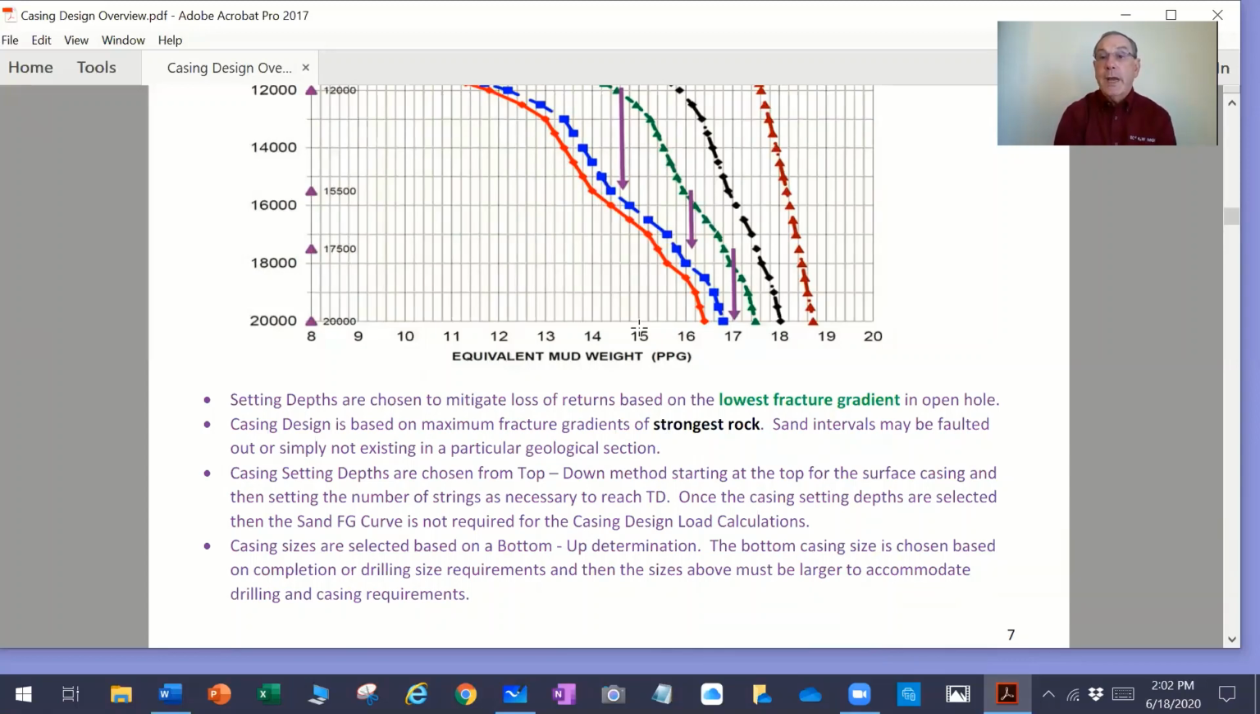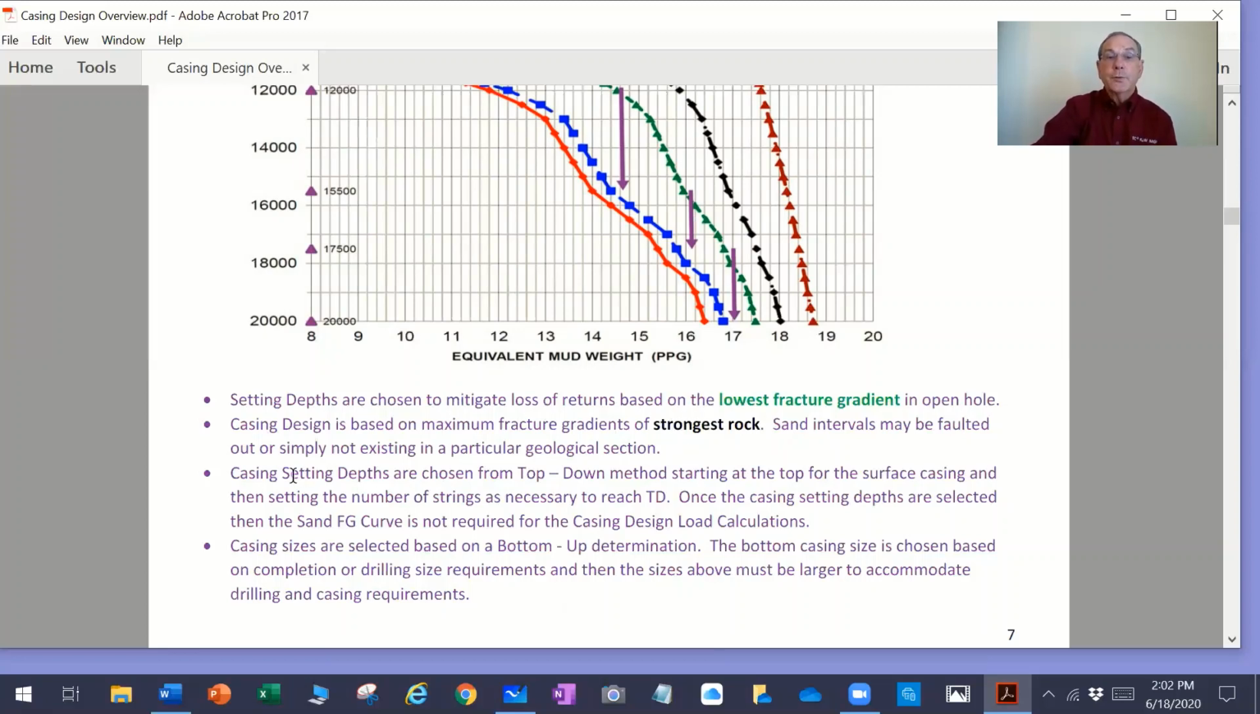That's because sand intervals may be faulted out or simply don't exist in a particular geological section. I've drilled many wells where we thought we were going to experience the sand in an open hole interval, and it was simply shaled out or faulted out and just didn't exist. So when we do casing design, we ignore the sand fracture gradient line. We do it based on the strongest rock, but we choose casing setting depths to mitigate lost returns, and we do honor the lowest rock strengths when we're choosing casing setting depths.